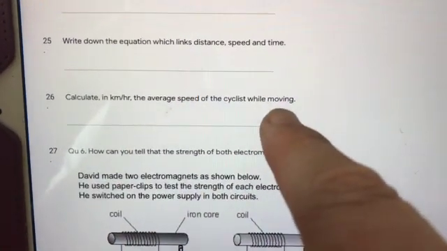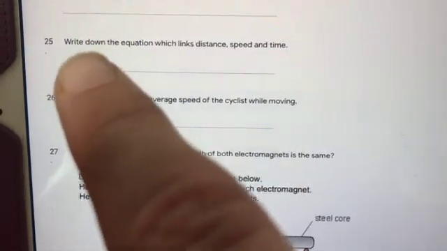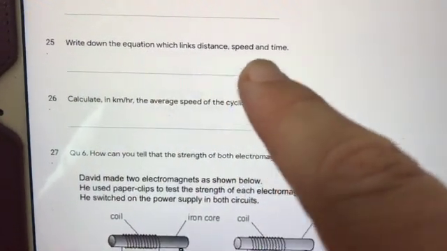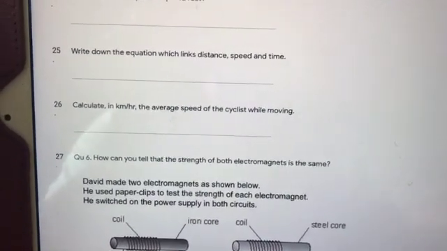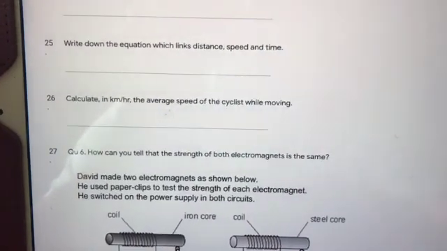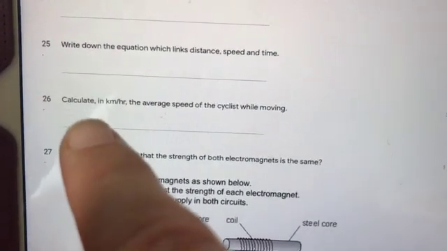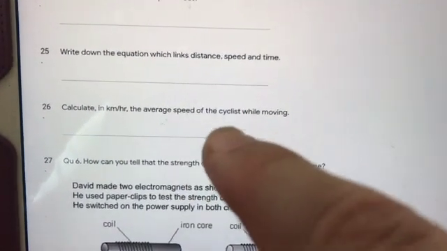This one was really tricky. Okay, so this was a 3-mark question. This first bit wasn't. Write down the equation that links distance, speed and time. Speed is distance divided by time, speed over time. There's lots of ways of rearranging that, but that's the equation you needed. Here we had to calculate in kilometres per hour the average speed of the cyclist while moving. Now this bit was the hard bit.